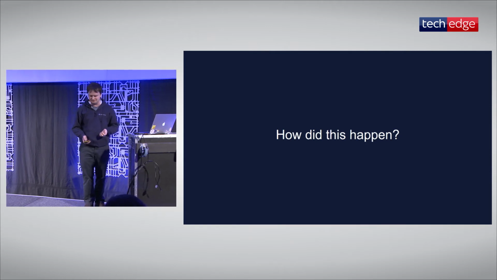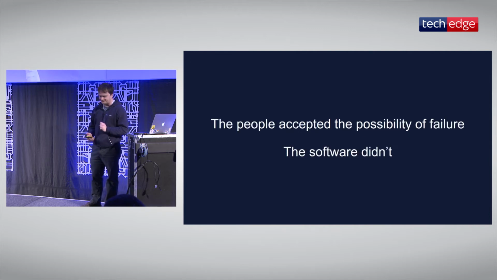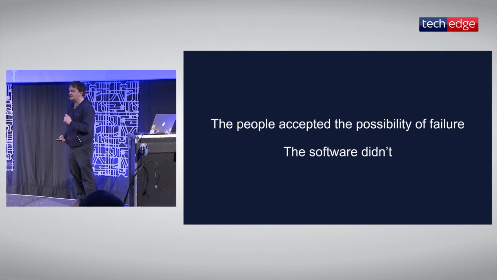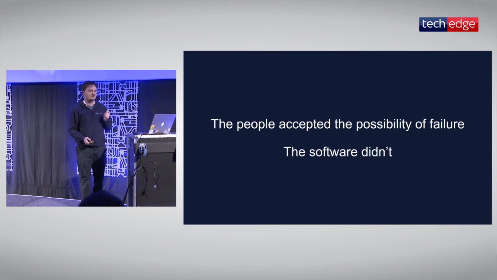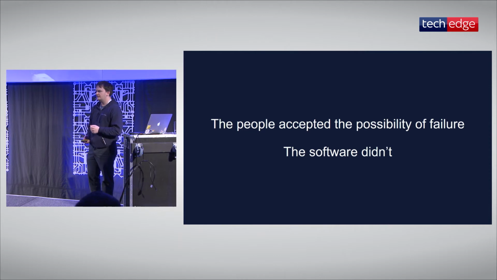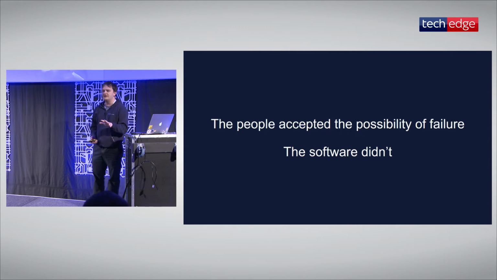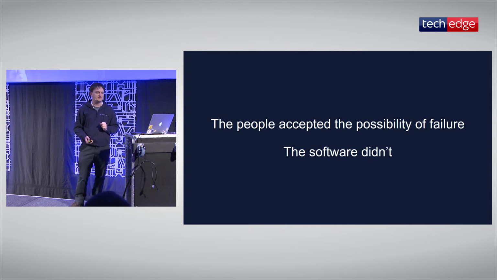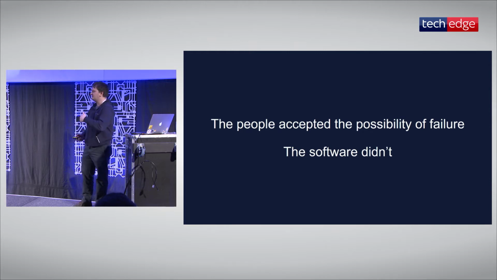What didn't they do? Well, what I think went wrong with this scenario was that the people involved accepted the possibility that they would fail, but the software didn't. The software, all the software, the batch job scheduler and all the scheduled jobs it was running, thought that everything would be correct, in place, accurate, and ready to go when it started. So the software was naive in thinking that everything would be fine.